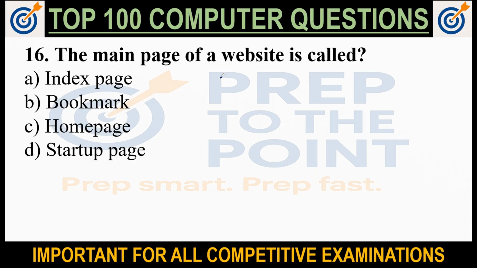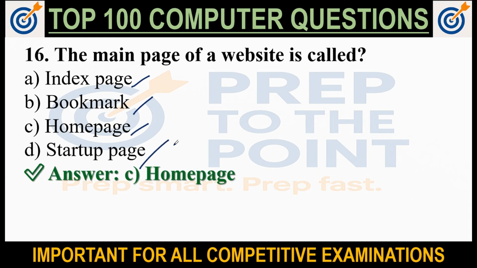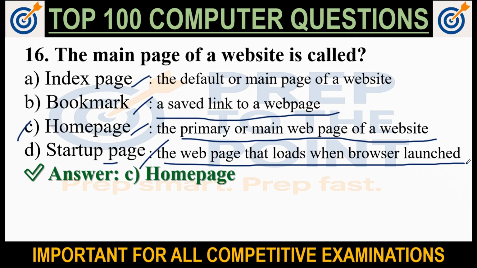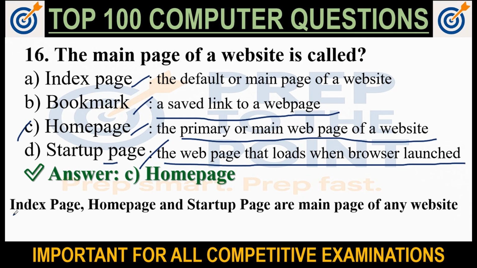The main page of a website is called index page, bookmark, home page or startup page? The right answer is home page. Index page is the default or main page of a website, while bookmark is a saved link to a web page. Home page is the primary or main web page of a website, and startup page is the web page that loads when browser is launched. In this way, index page, home page and startup page are main pages of any website and are similar in this way.